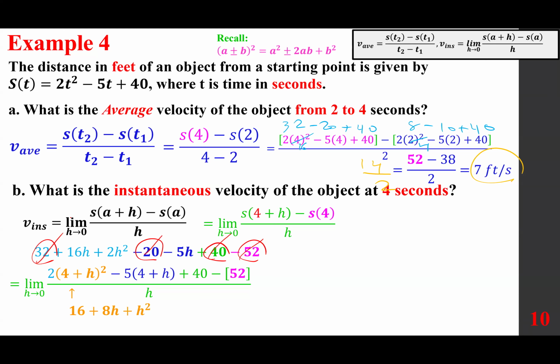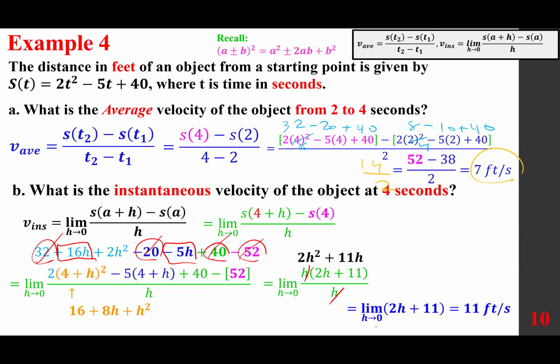So in the numerator, we have the 2h squared, and we combine these two into 11h. We factor out the h from the numerator. We can drop the common factor of h. And now if you replace it, you get 11. Again, units of the numerator over units of the denominator, 11 feet per second. That's the final answer.